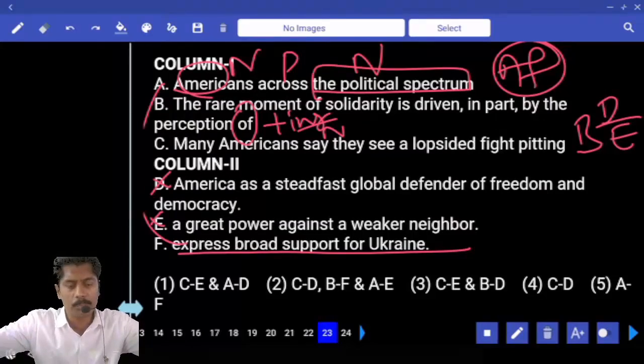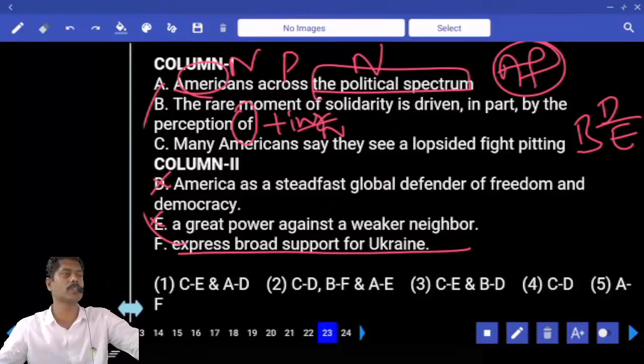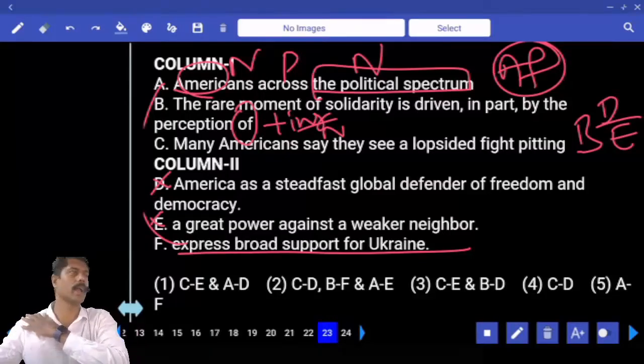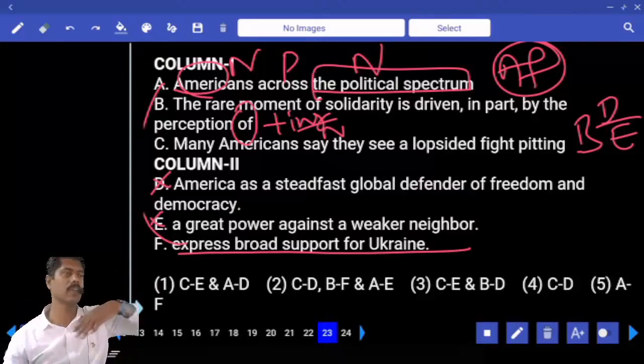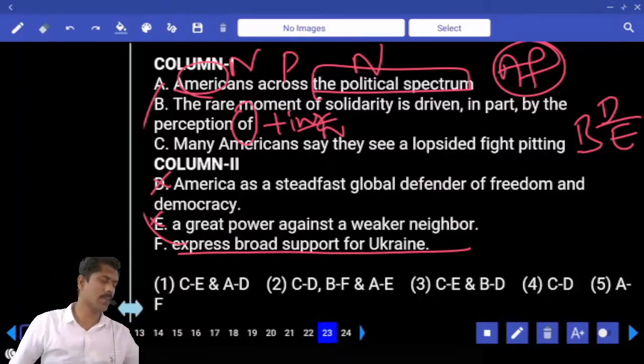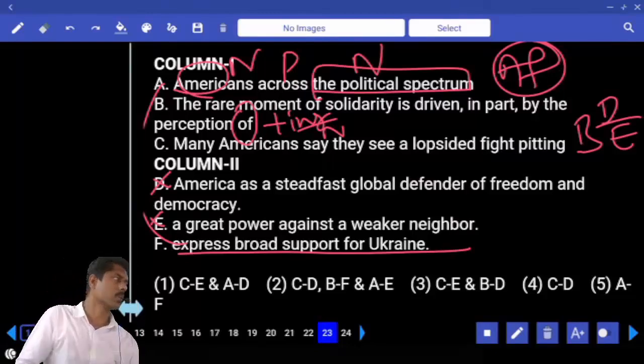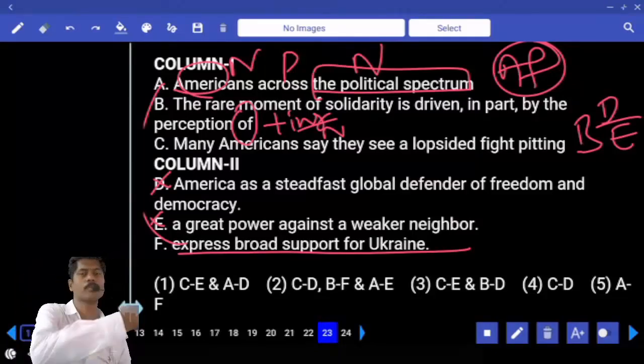Let me check C. Many Americans say they see a lopsided. Do you know "lopsided"? Suppose you are carrying a bucket full of water. When you are carrying it, what happens? Wherever the weight is, that hand and that shoulder will be bending down. When you hold the bucket in your right hand, the right shoulder will be down and the left shoulder a little bit up. This is lopsided. If you hold it in your left hand, the left shoulder goes down and the right shoulder a little up. This is lopsided.